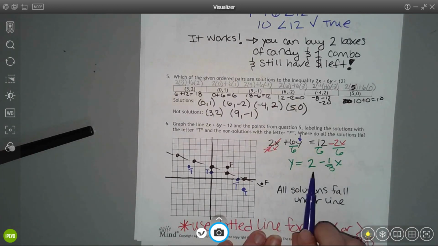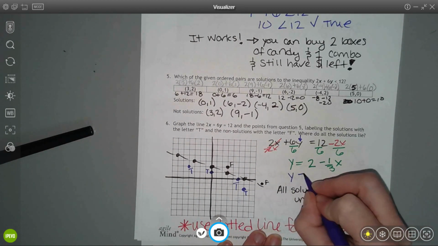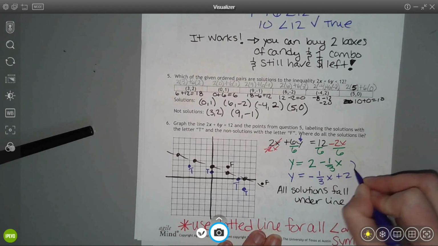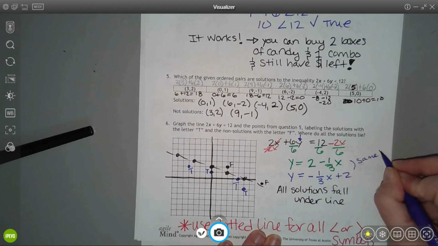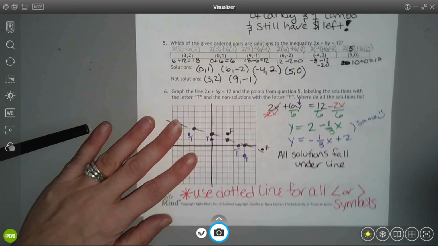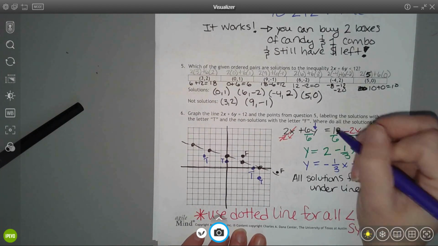And I ended up with y equals 2 minus 1 over 3x. If I could rewrite that for you, it would say y equals negative 1 over 3x plus 2. Same thing. Okay, same equations. With that, what I want to take note of here is I used a dotted line. Why did I use a dotted line?